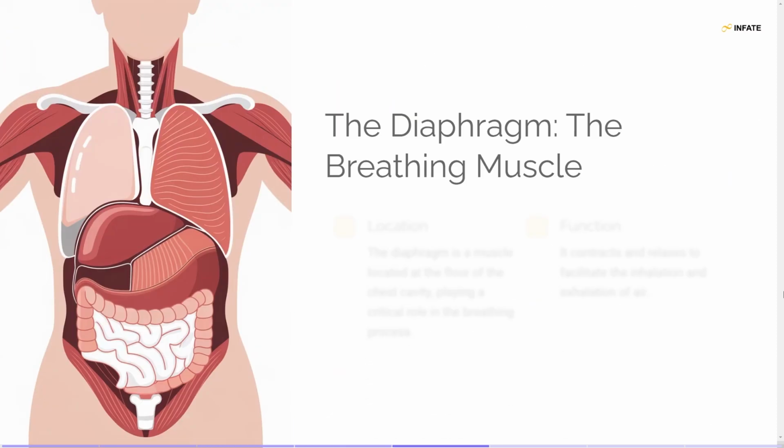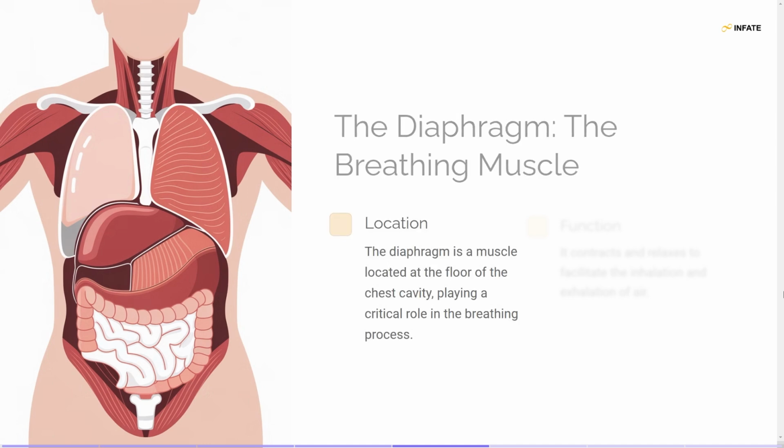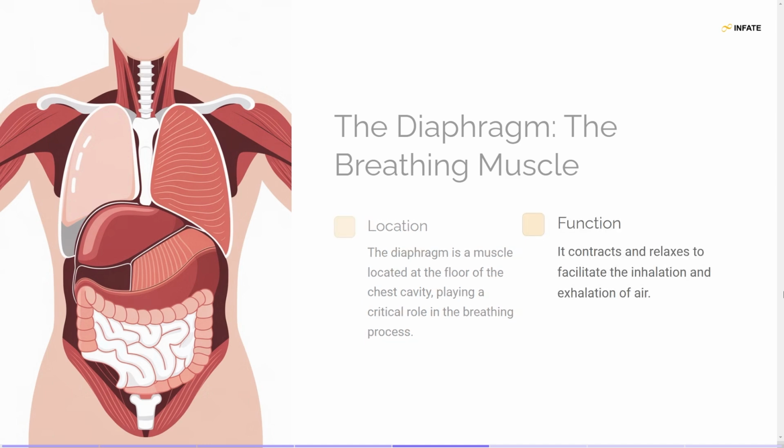Slide 5. The diaphragm, the breathing muscle. Location. The diaphragm is a muscle situated at the base of the chest cavity, forming a critical boundary between the thoracic and abdominal regions. Function. It contracts and flattens during inhalation to create more space in the chest cavity, drawing air into the lungs. During exhalation, it relaxes and moves upward to expel air.